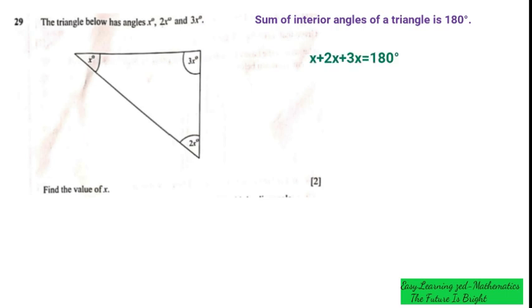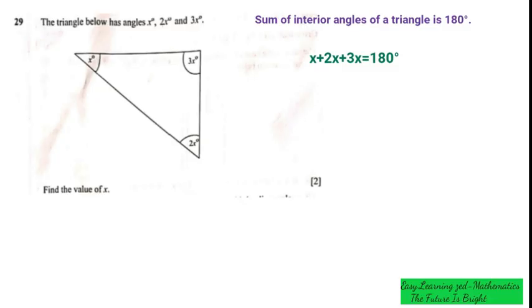So to find the value of x in this triangle, we're going to use a property which is that the sum of interior angles is 180 degrees. That means we're going to add all the three angles. So we're going to add x degrees plus 2x degrees plus 3x degrees, like this. Okay, and then these should give us the sum, which is 180 degrees. That is the total sum of the interior angles of a triangle.